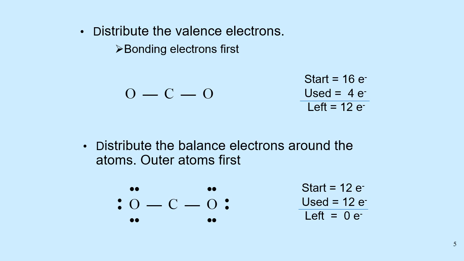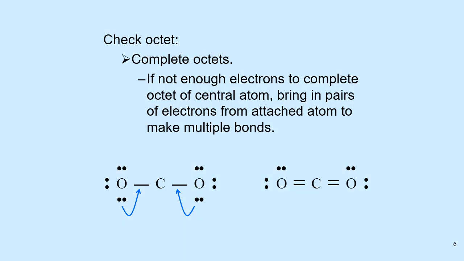Now we look at the oxygen. Oxygen here: 1, 2, 3, 4, 5, 6, 7, 8, already octet. The oxygen on the right: 1, 2, 3, 4, 5, 6, 7, 8, octet too. The one with no octet yet is the carbon in the middle, because it has only 1, 2, 3, 4, and it should be 8 electrons altogether. So now we have to complete the octet. There are not enough electrons to complete the octet of the central atom, in this case carbon.